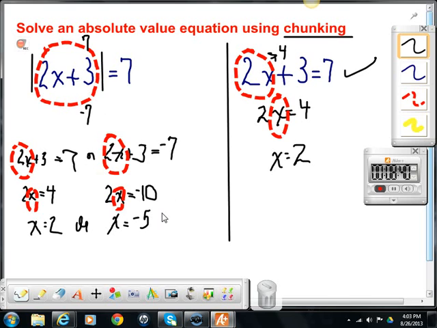Sorry for the interruption with the telephone call, and I hope that this chunking method is giving you a better understanding of absolute value equations.